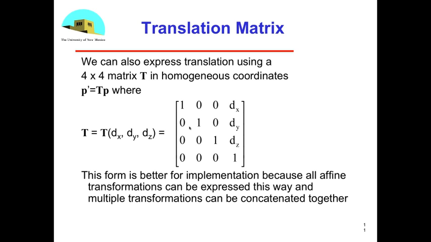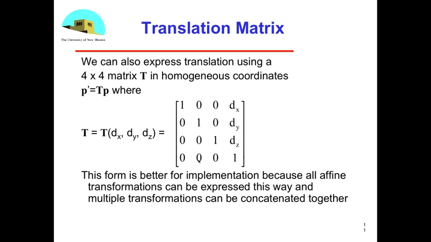Likewise, if I multiply x, y, z, 1 by the second row, 0 times x, 1 times y, 0 times z plus 1 times dy, I get y prime is y plus dy. Likewise, the new z is z plus dz, which are exactly the equations that I want. And the last row says x gets multiplied by 0, y by 0, z by 0, 1 multiplies 1, and it leaves the fourth component as 1. So this is perfect. This is exactly what I wanted.